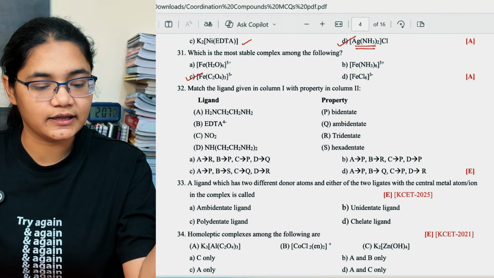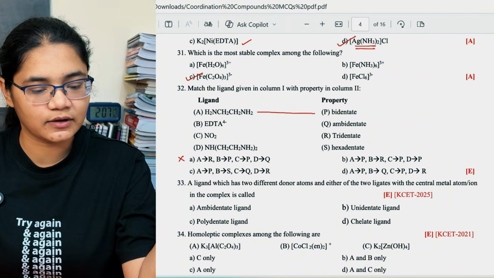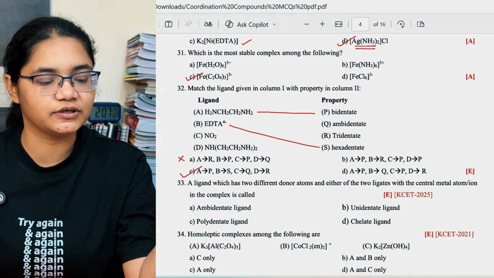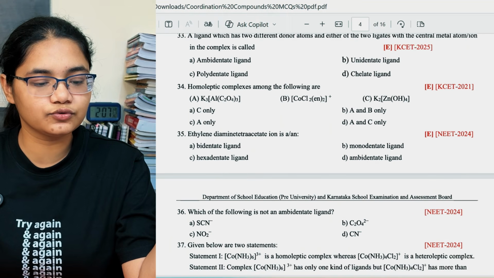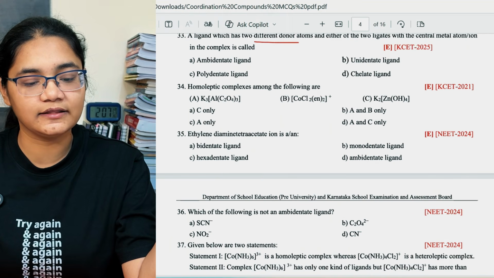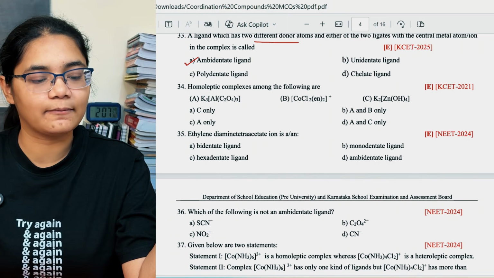Next, match the following. Ethylene diamine is a bidentate ligand, so A has to be P. There are three options, I can eliminate this one. This is a hexadentate, so B is S, right? So option number C is the correct answer. Next is a ligand which has two different donor atoms and either of the two ligates with the central atom in the complex, it is called an ambidentate ligand.